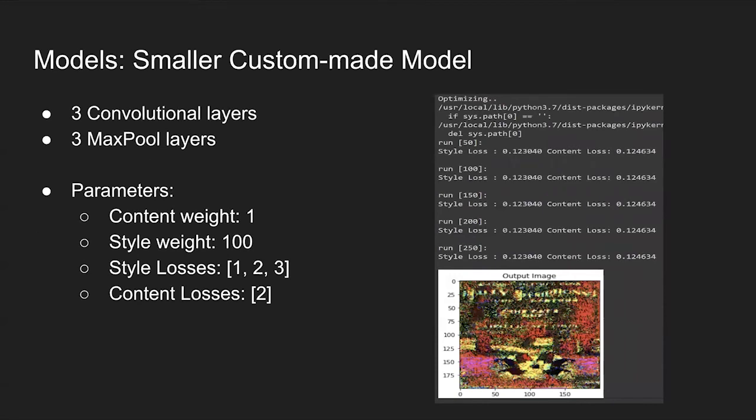So the next thing that we tried was a very, very small model. Only 3 convolutional layers, only 3 max pool layers, and very similar parameters for this one as well, but it wasn't really as good at refining the styles quickly enough to integrate them well into the output image. You can see that the styles are evident from the style image, but they're not really integrated well into the actual output image as a result.